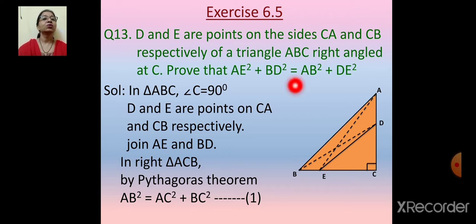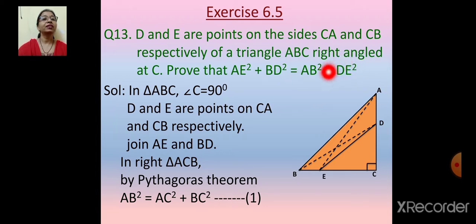So children, you see the right hand side of the expression, AB square, we can get very easily from the bigger triangle ABC, and DE square we can get from the triangle DCE. So we'll consider the bigger triangle ACB. Being a right angle triangle, apply Pythagoras theorem there. So you will get AB square is equal to AC square plus BC square. Give this as equation number 1.